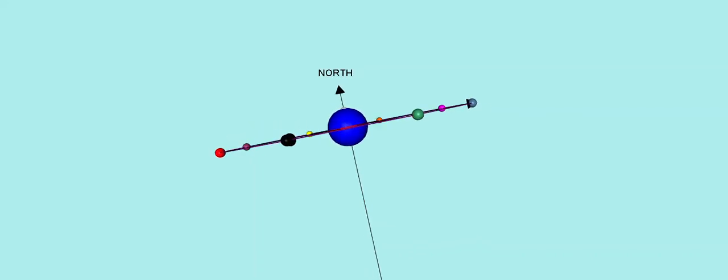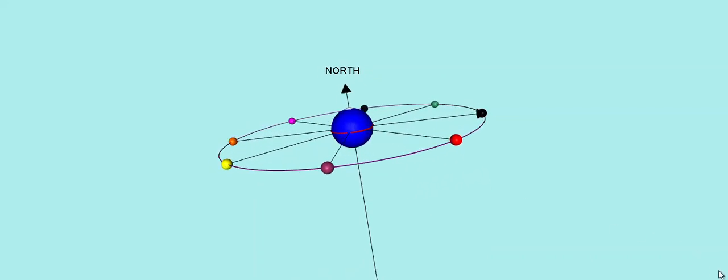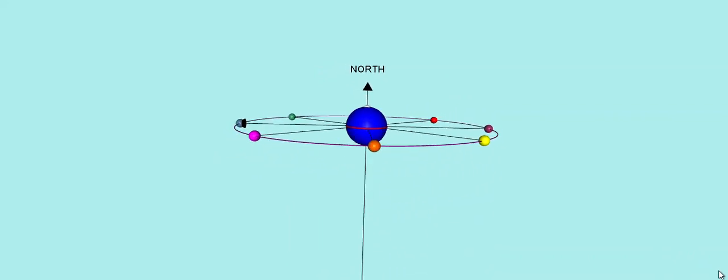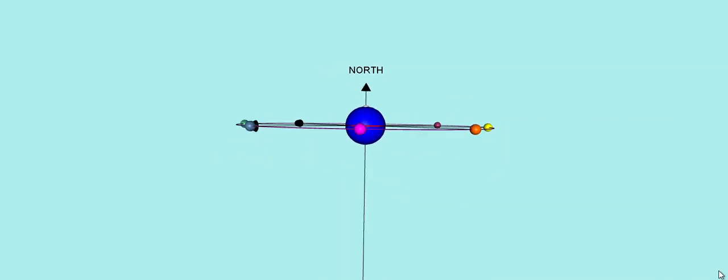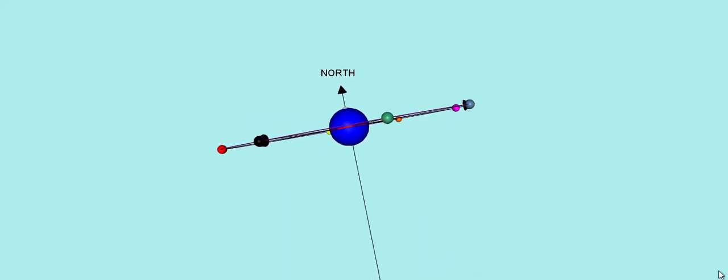Now this represents the Earth with geostationary satellites going around. You'll notice that each satellite stays vertically above certain points on the equator. That's why they're called geostationary satellites.